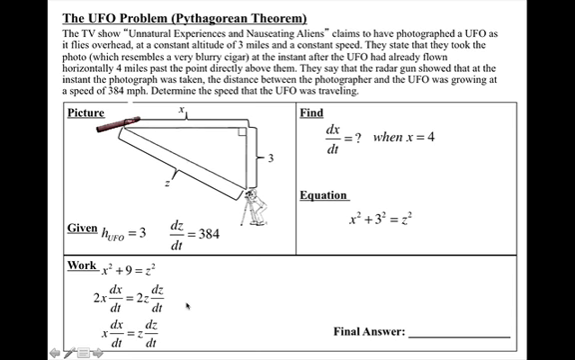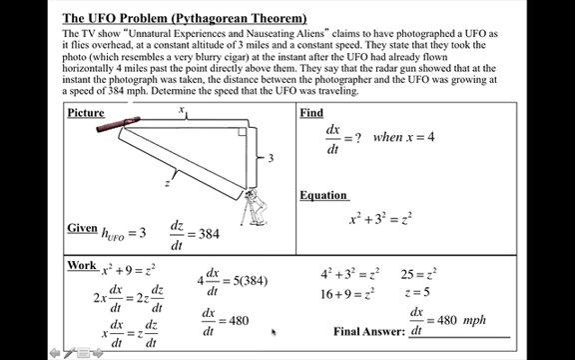Now I have to plug in what I have. Well, I do have the value of x, which is 4. I do not have dx/dt, so that's what I want to find. What I don't have is z. I do have dz/dt, but I don't have z. So in order to find z, you will have to perform the Pythagorean theorem when x equals 4. So I'm going to do that off to the side. So I have 16 plus 9 gives me 25. So z equals 5 when x equals 4. So I can go ahead and plug in 5 for z and everything else I have, and then solve for dx/dt. So this tells me that the UFO is traveling at a speed of 480 miles per hour.